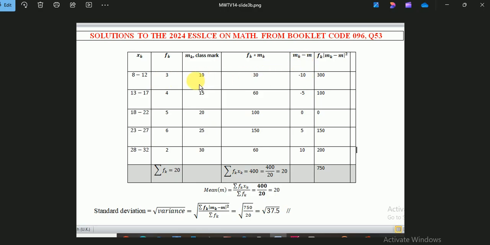For example, for the first class mark, it is 10 and the mean is 20. Deviation means difference. 10 minus 20 is negative 10. When we square this, we get 100. When we multiply by frequency, we get 300. In the same manner, frequency times the square of deviations can be obtained for the remaining classes: 100 for the second, 0 for the third, 150 for the fourth, 200 for the fifth. So these are frequency times squared deviations for each class. So what's the next step?